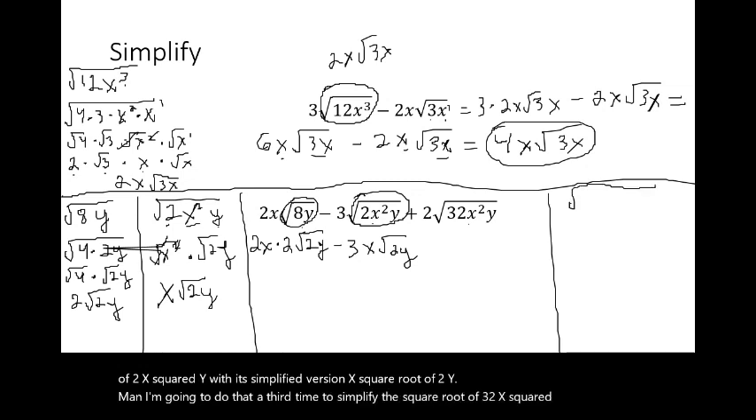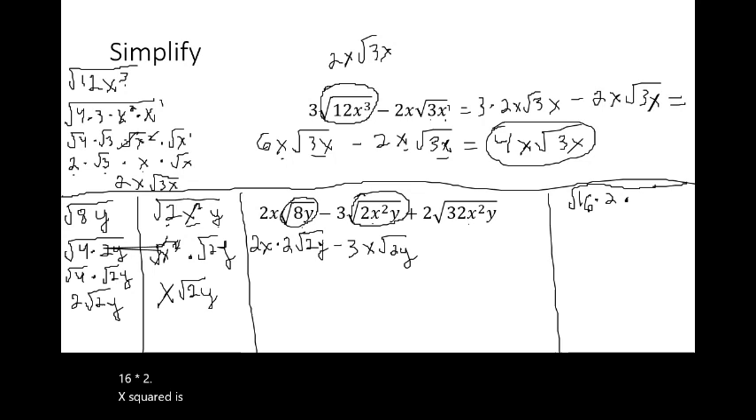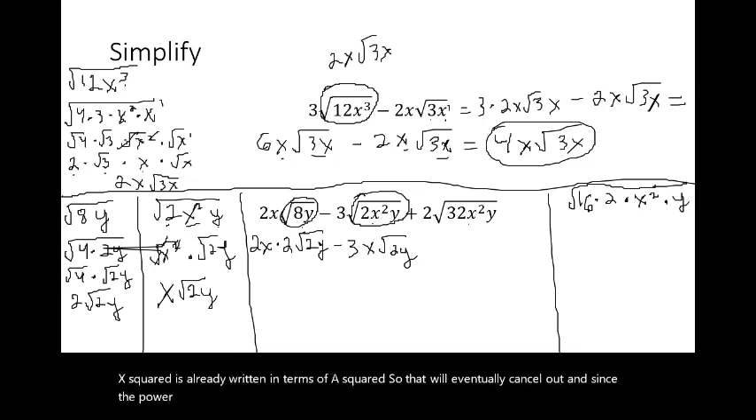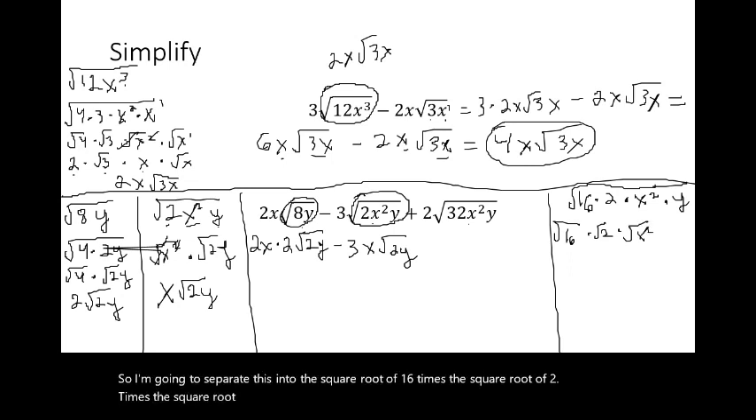So there's a lot going on here. We've got 32, the largest perfect square factor that goes into 32 is 16. It is 16 times 2. X squared is already written in terms of a square, so that will eventually cancel out. And since the power on y is currently less than 2, it cannot simplify any further. So I'm going to separate this into the square root of 16 times the square root of 2 times the square root of x squared times the square root of y.